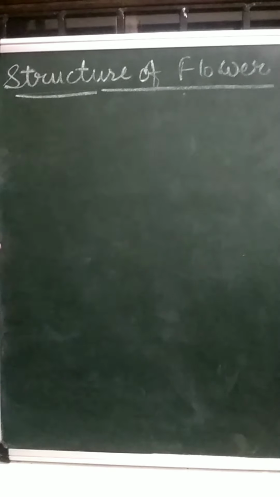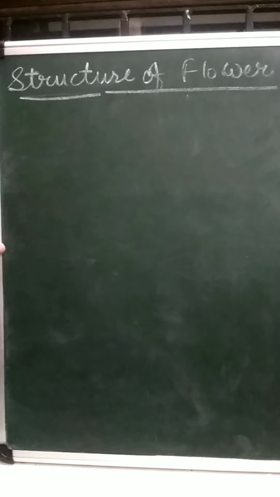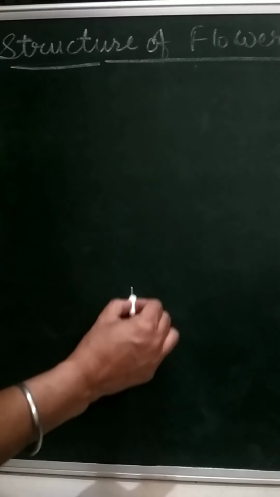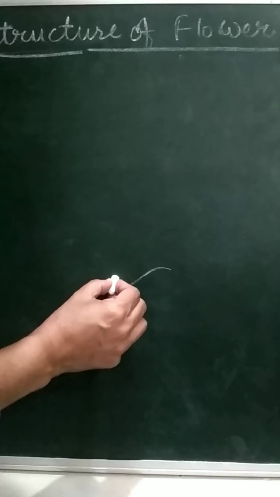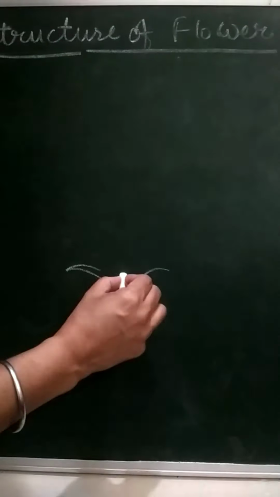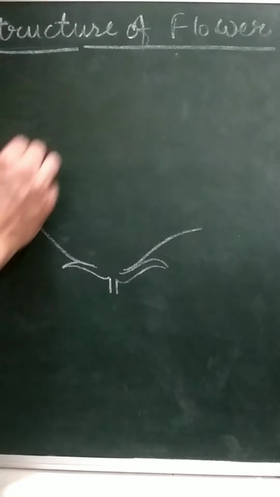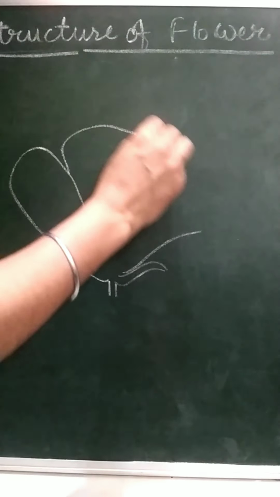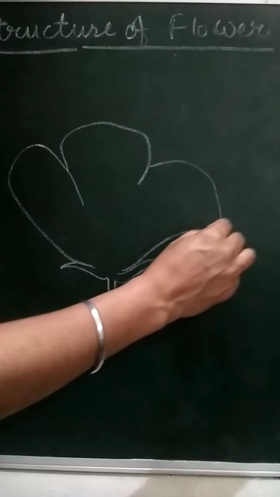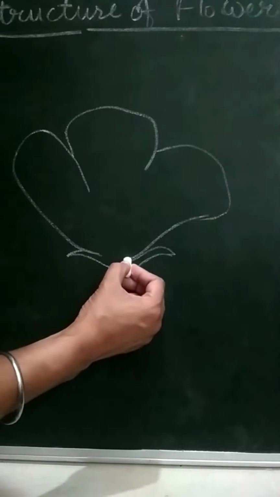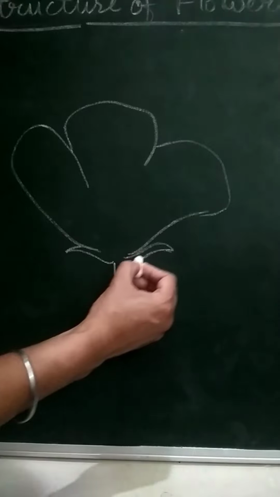Hello students, today we'll discuss the structure of a flower. A flower has different parts. First of all, when we look at the flower, it is like this. These are the green leaves which surround the flower.